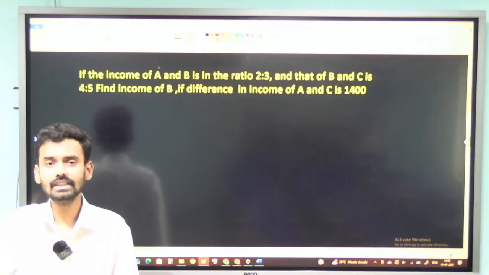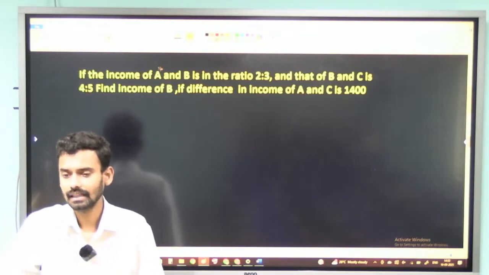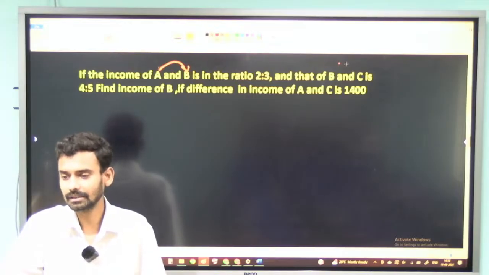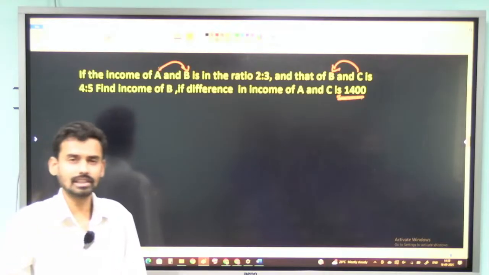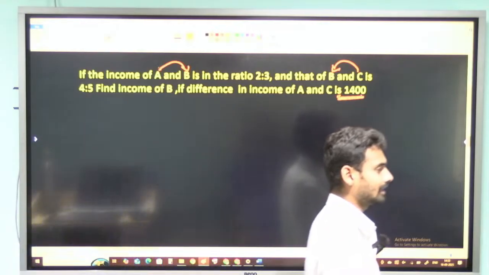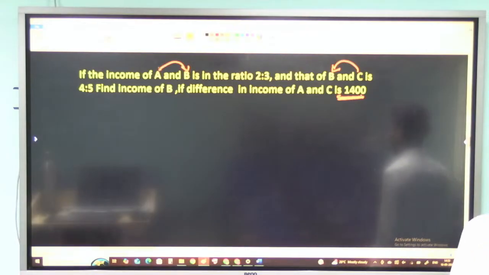One, we can do it using the fractional method. We can express A in terms of B, then we can express C in terms of B, and finally we will get the equation for this difference of 1400 rupees and we can get the answer. Let's see how to do that.